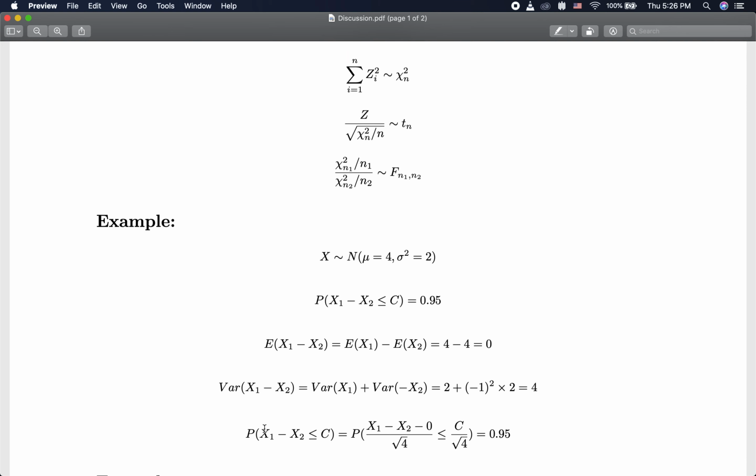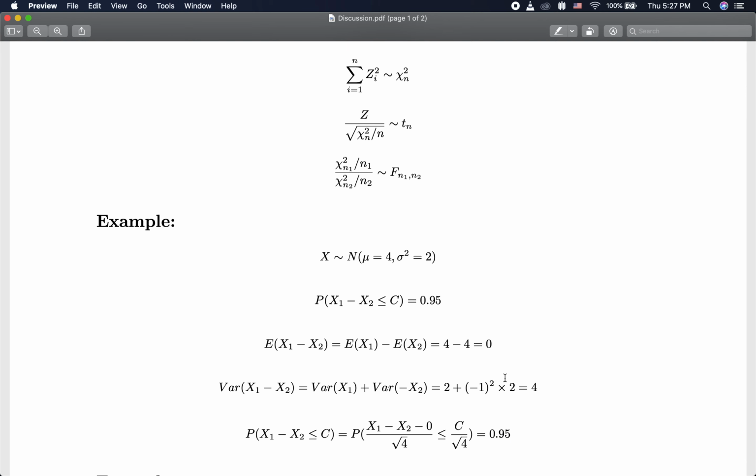From there, we can transfer this general normal distribution to a standard normal distribution by using that minus its mean and then over its standard deviation. So this will follow a standard normal distribution. And then we can apply the same procedure on the right hand side. So c minus 0 over the standard deviation. And then we can use a standard normal table to find the quantile for 0.95 and then furthermore to find the value of c from there.